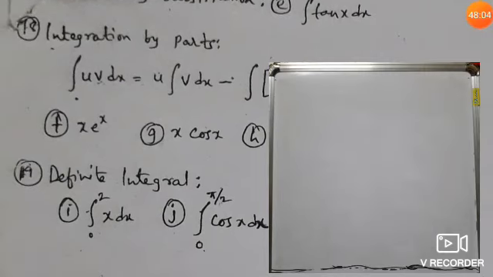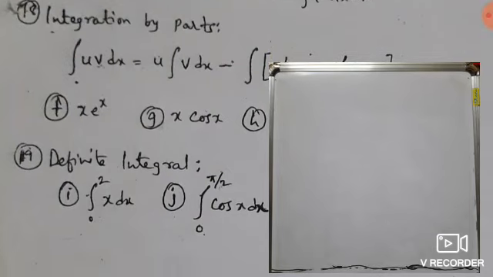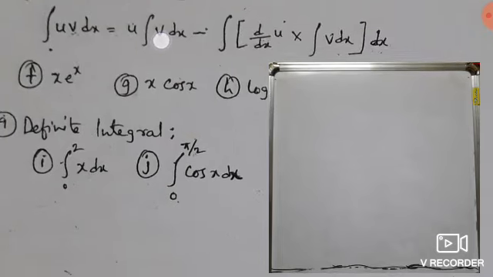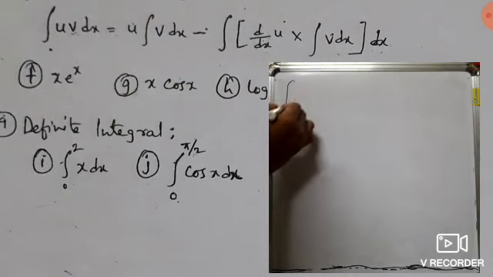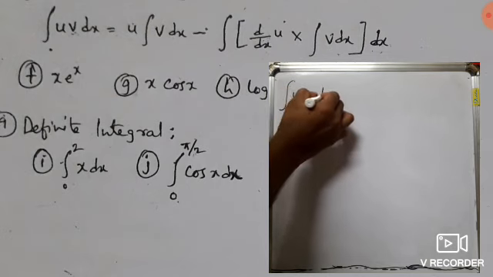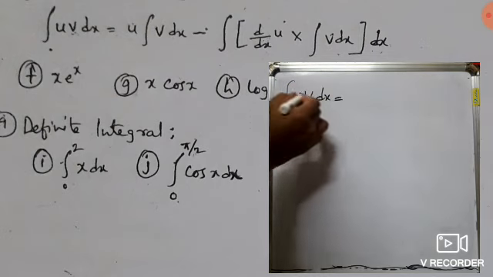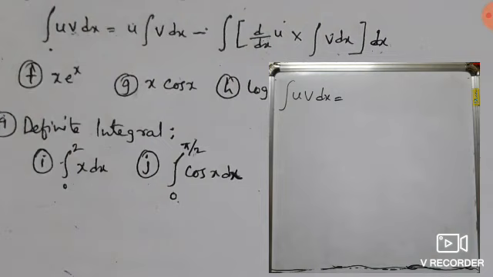Now let us come to point number 18, integration by parts. This is the most important part of integration. What is the formula for this? We can see the formula written here. What is that? It is integration of u v dx. U and v are the functions of x.